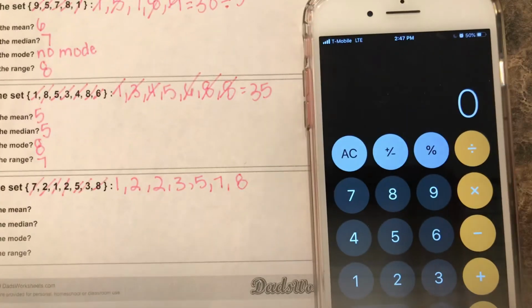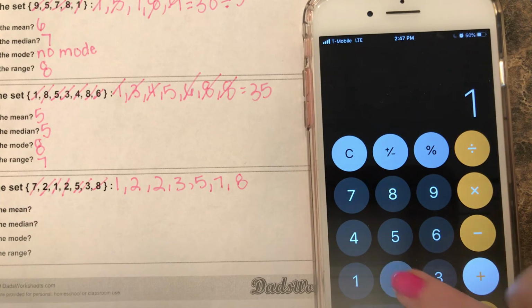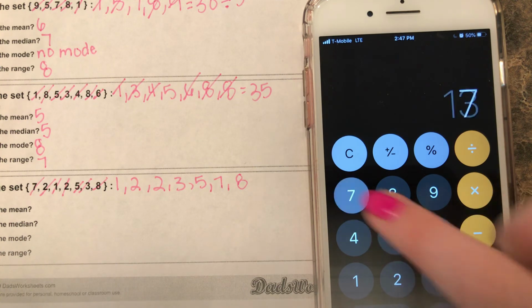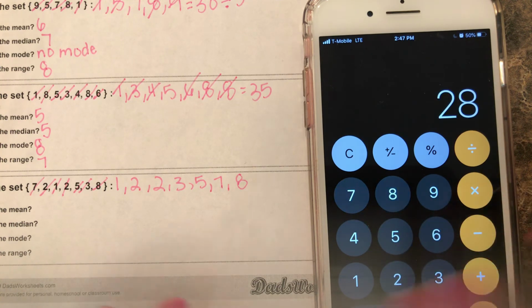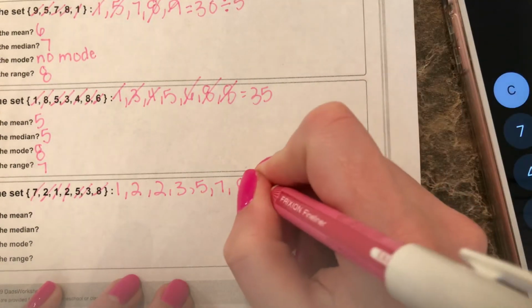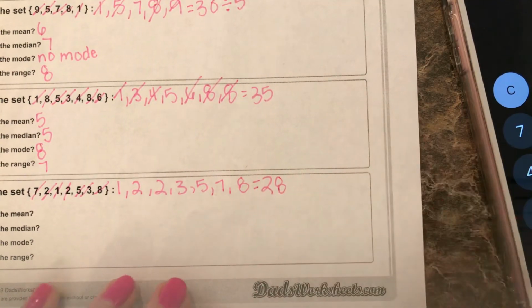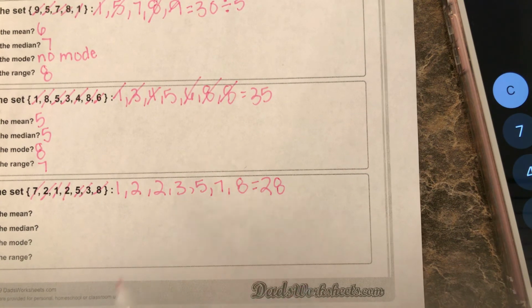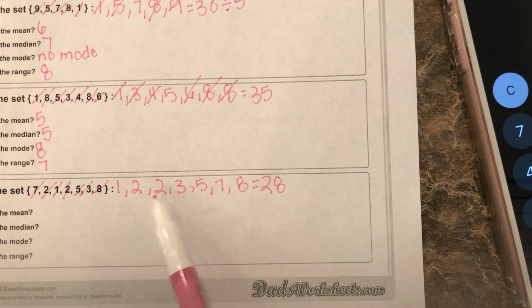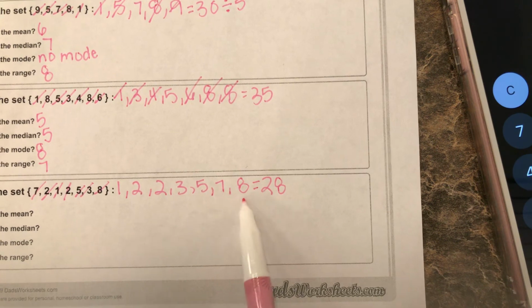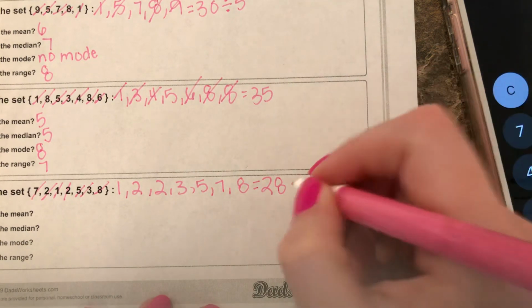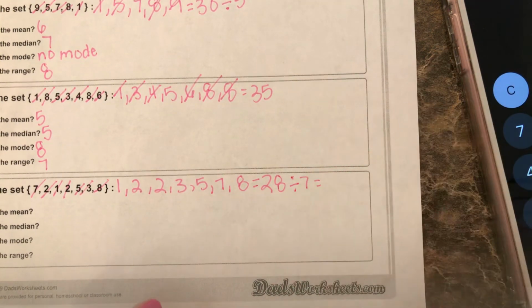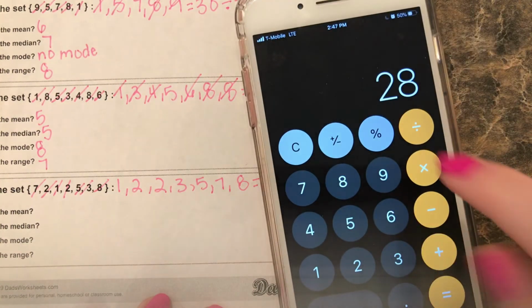Got to add them all up. 1 plus 2 plus 2 plus 3 plus 5 plus 7 plus 8. Grand total of 28. Step 2, divide our total by the number of numbers. So we're going to count 1, 2, 3, 4, 5, 6, 7. So 28 divided by 7 is going to give us our average.